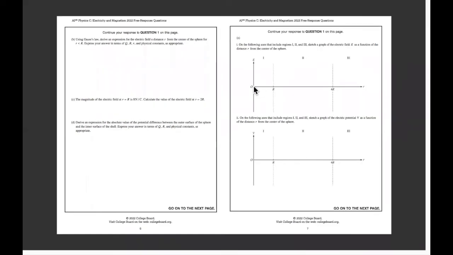For part E, we are asked to draw a sketch of the electric field as a function of distance. Essentially what I need to do is take into account my answers to part B and part C. In part B, I determined that for little r less than big R, the electric field was proportional to just r. Also, it was negative because we had a negative charge. And in part C, I determined it was proportional to 1 over r squared, again negative.